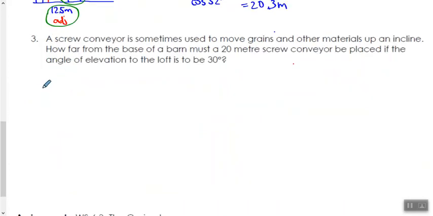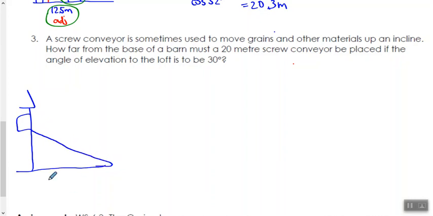There. Our last example, we have a screw conveyor, which is sometimes used to move grains and other materials up an incline. So how far from the base of a barn must a 20-meter screw conveyor be placed if the angle of elevation to the loft of the barn is to be 30 degrees? Okay, so let's draw a barn. So drawing our picture is always our first step. Here's a loft. Here's our conveyor belt. Here's a hay bale moving up. Off you go. Okay, so this angle needs to be 30 degrees.